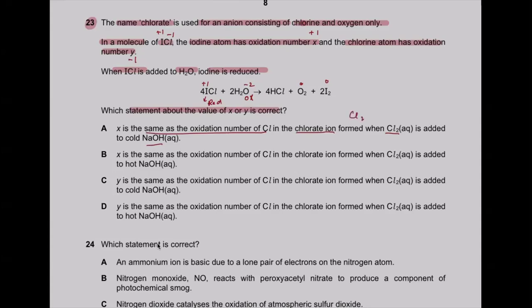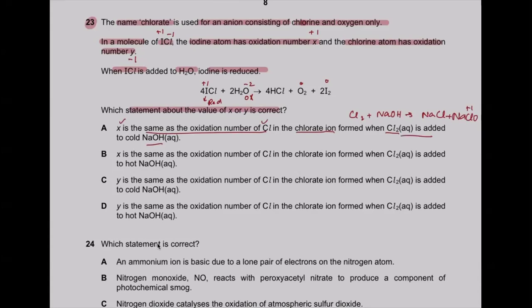when we add chlorine in cold NaOH, what will we get? We will get NaCl and we will get NaClO. And in NaClO, yes, it's +1. So yes, X is correct. X is same as the oxidation number of chlorine when chlorate ion is formed? No, not at all, because when it is formed, chlorine gets a +5 oxidation number.